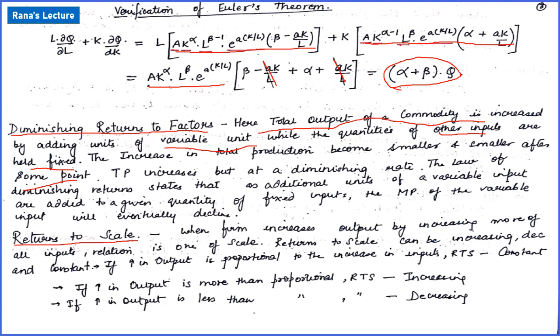So the increase in total production becomes smaller and smaller after some point. टोटल प्रोडक्ट इंक्रीज तो कर रहा है बट रेट क्या है उसका, डिमिनिशिंग रेट पे इंक्रीज कर रहा है, right? The law of diminishing returns states that as additional units of a variable input, the one that varies, are added to a given quantity of fixed input, the MP, the marginal product of the variable input, will eventually decline.